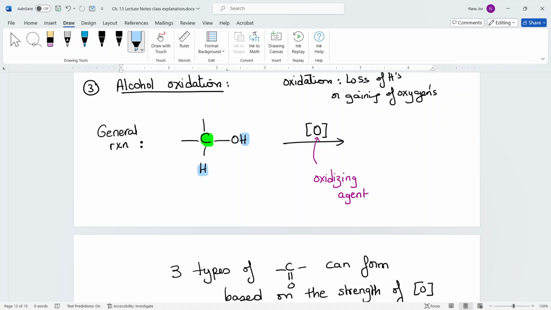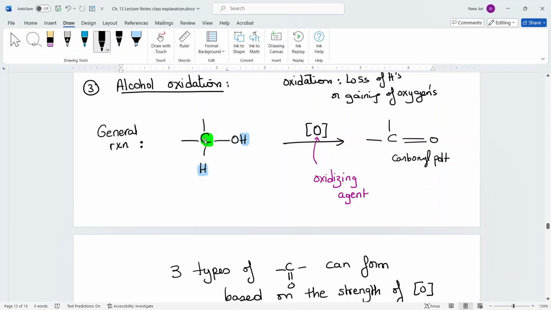So two things to lose, two sigma bonds. You're going to lose the sigma bond between the carbon and the hydrogen, and the sigma bond between the oxygen and the hydrogen. And remember, when you lose two sigma bonds, you're going to form a pi bond. So our product in these types of reactions is going to be a carbon double bond O, which is a carbonyl. So the product here is going to be a carbonyl product.